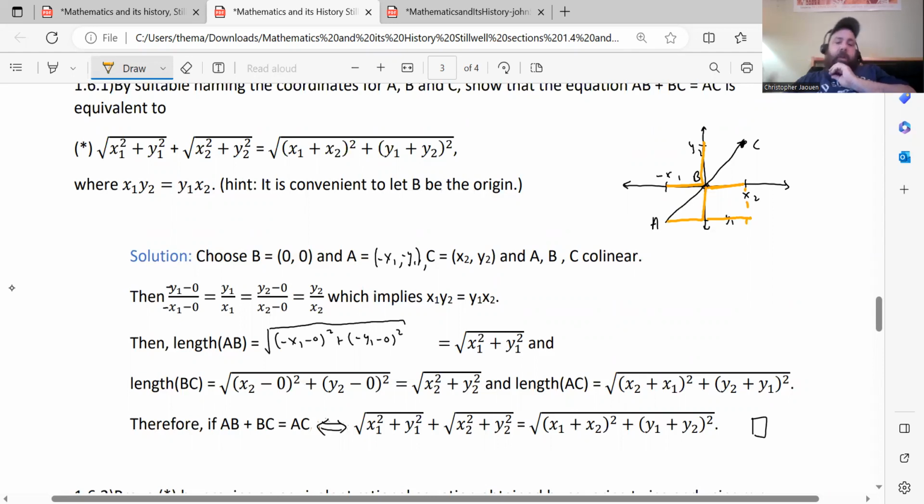Therefore, if AB plus BC equals AC, you get the same exact correspondence between the numerical lengths, so that they give you the same thing, right? So that they're equivalent. Except one is formulated in terms of numbers and the other is formulated in terms of geometry.